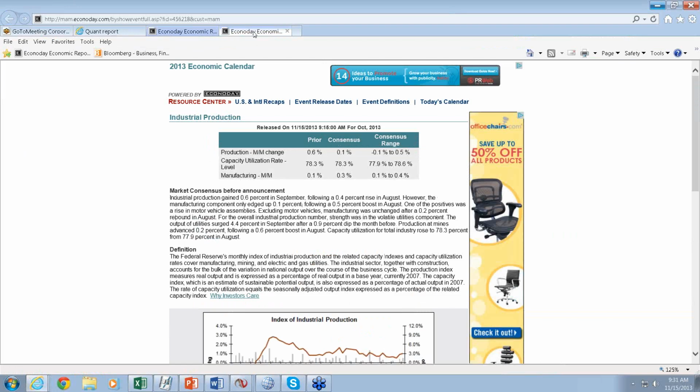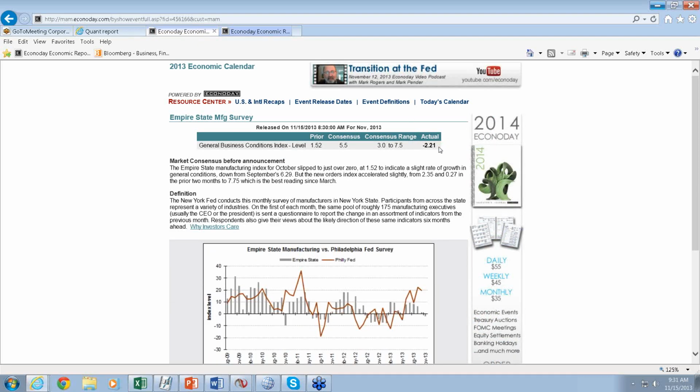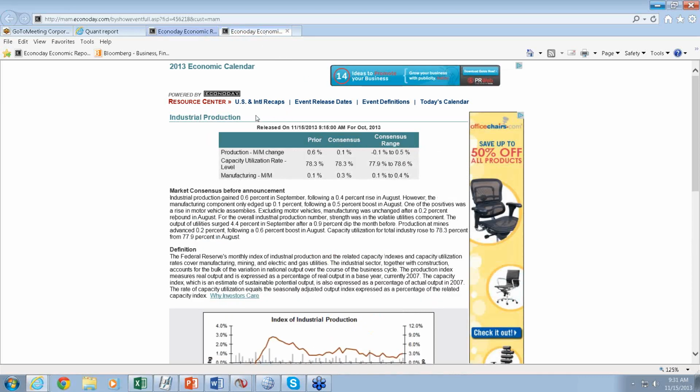At 9:15, just 15 minutes ago, industrial production was announced. The consensus was a tenth. Consensus range was minus 0.1% to plus 0.5. It came out stronger than expected. Well, just in reverse, we had the New York Empire State Manufacturing Survey that came out weaker than expected. Now, that's a regional. Here's a national. Industrial production came out stronger.